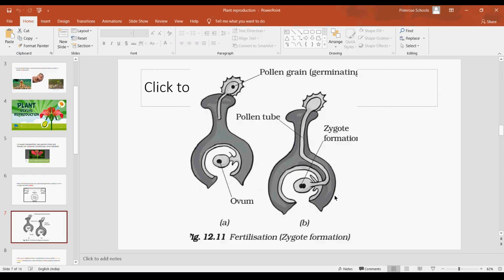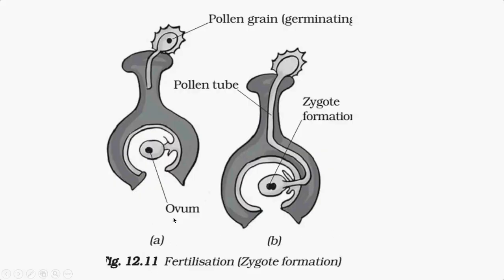Nilavan, look at the screen and explain the process to me. Yes, A and B. You are seeing the picture, no? Explain what's happening there. Yesterday only I taught you. Ma'am, in picture A, the pollen grains are going to the stigma.